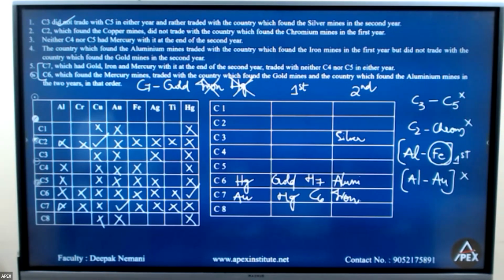Found copper mines. Neither C4 nor C5 had mercury with it at the end of the second day. The country which found aluminium mines traded with the country which found iron mines in the first year, but did not trade with the other. Now I can say that country 3 does not have aluminium mines and does not have iron mines. Can I say that or not?